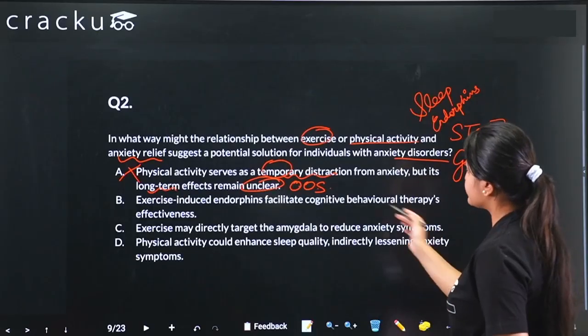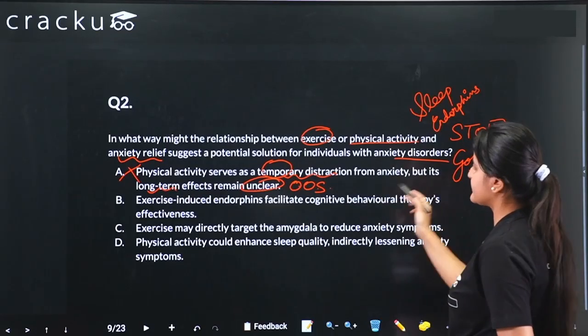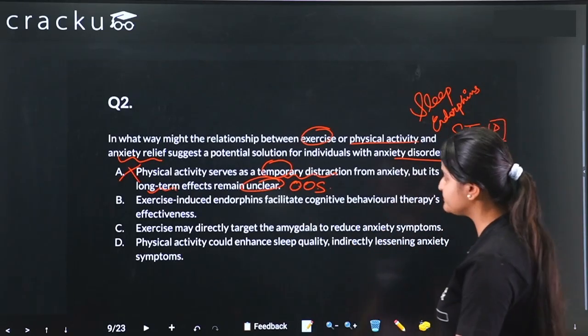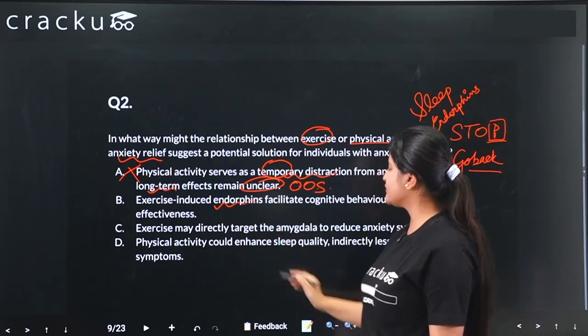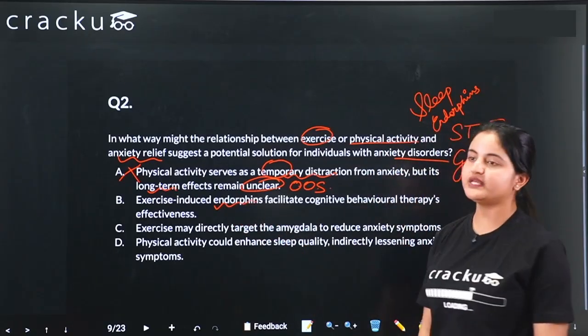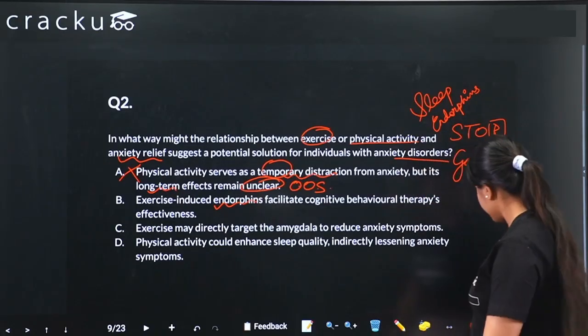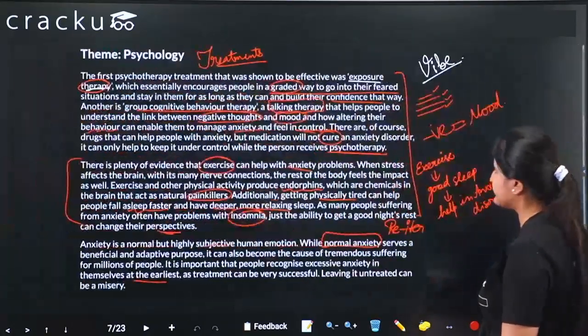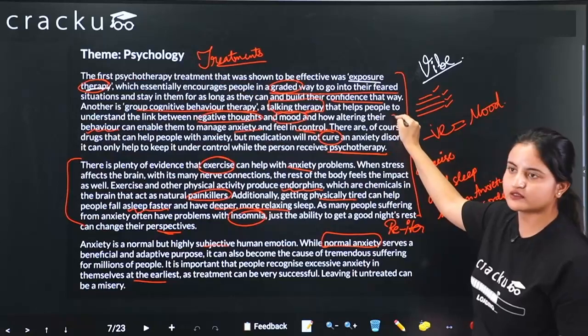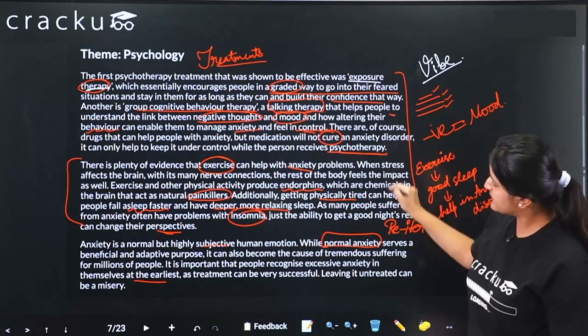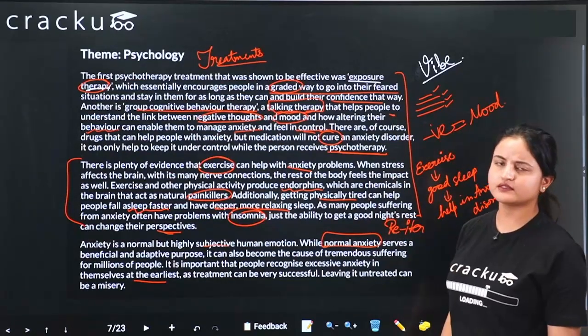Exercise-induced endorphins facilitate cognitive behavioral therapy's effectiveness. Now, it is linking endorphins with cognitive behavioral therapy. Was the link ever made? Behavioral therapy was a different treatment which was talked of here in this paragraph. This is a completely different thing.